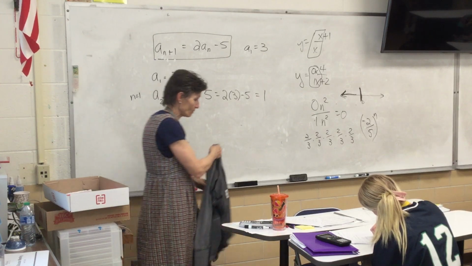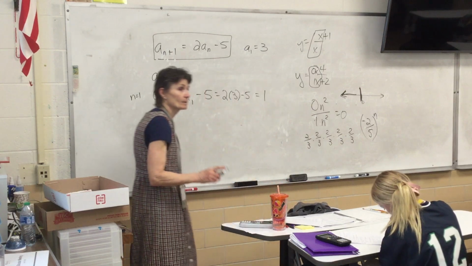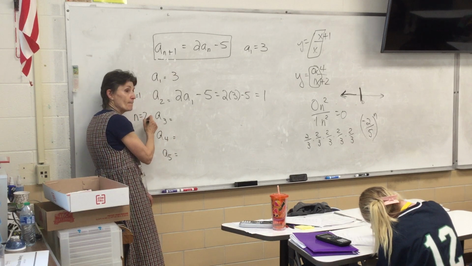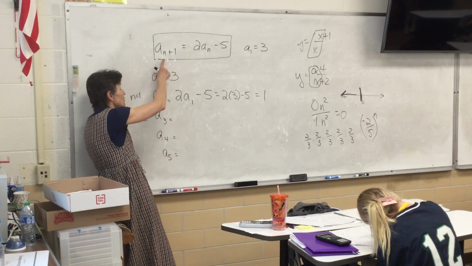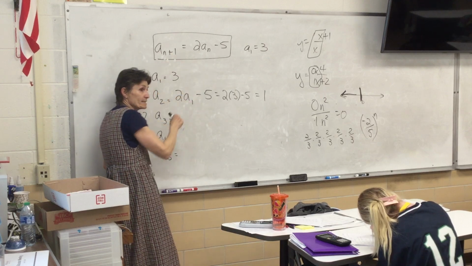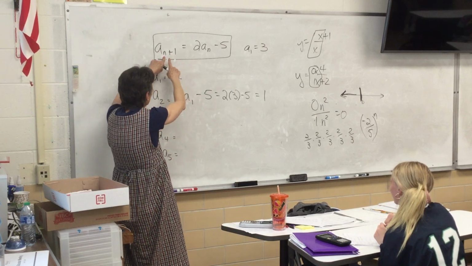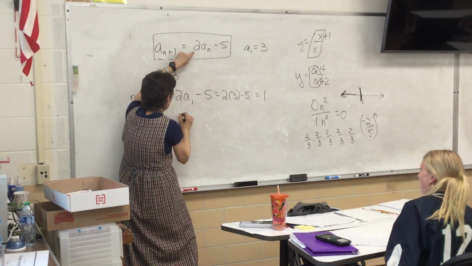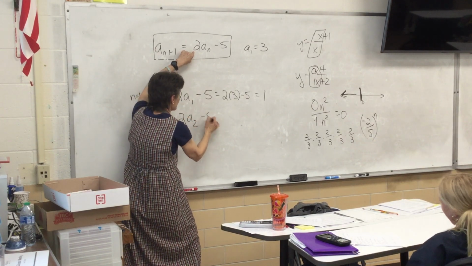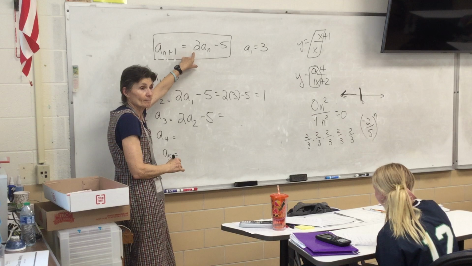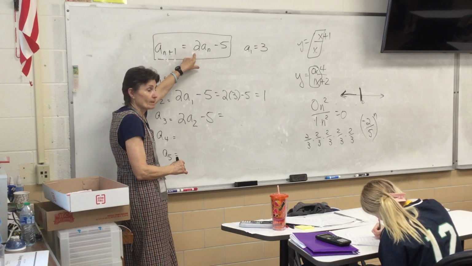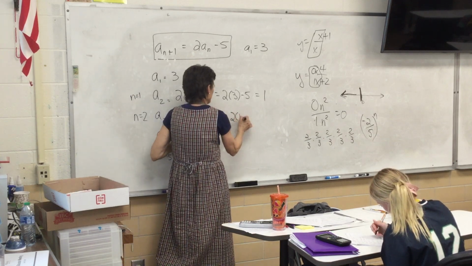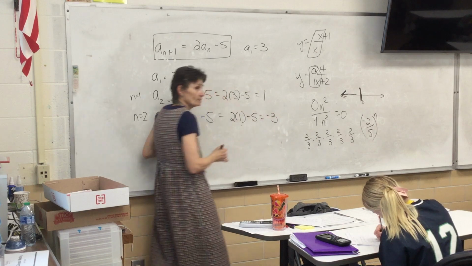Any ideas about how to find the next term? Let n be 2, because if you let n be 2, what will your formula say? If you put a 2 in for the n's, what does it say? A sub 3 equals 2a sub 2 minus 5. Well, what's a sub 2? 1. So this is 2 times 1 minus 5, or negative 3.